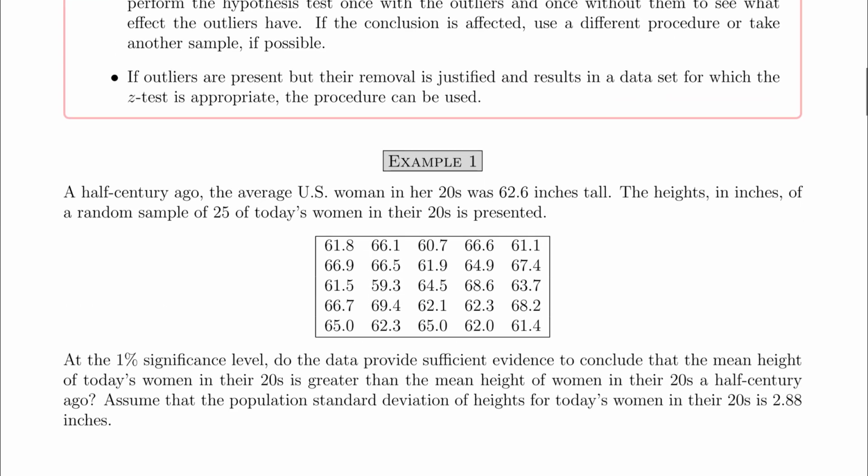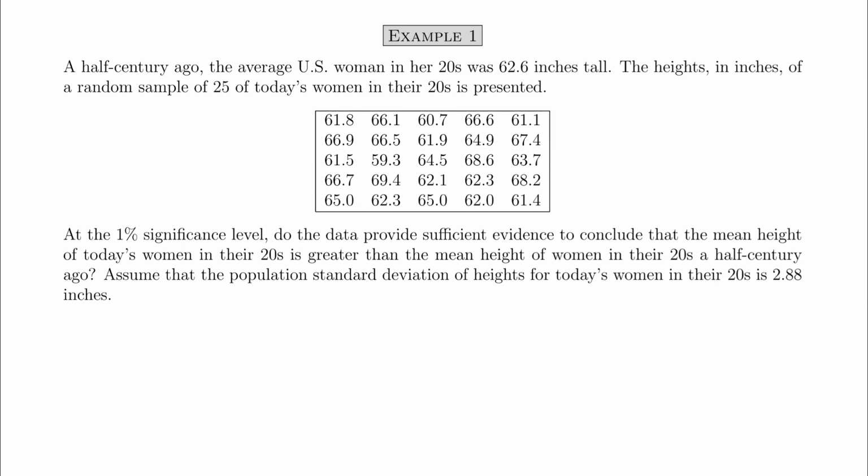So we're going to look at example 1. This is an example that we are very familiar with because we have done this one on several occasions. We've used this data before. But what I want to do is go through and label a few things that help set this problem up easily. It says that a half century ago, the average U.S. woman in her 20s was 62.6 inches tall. So there's our value for mu. The heights in inches of a sample of 25 of today's women in their 20s is presented. So 25 is our value for n, which is our sample size.